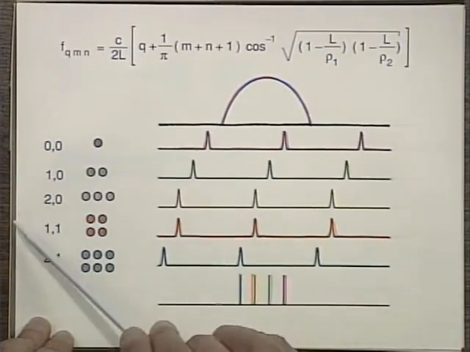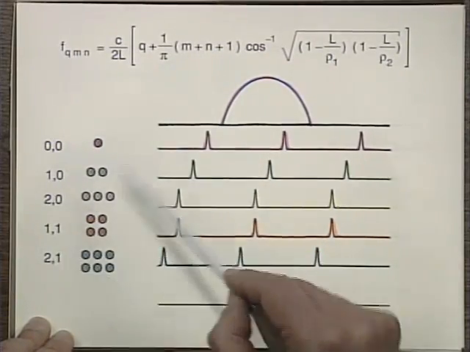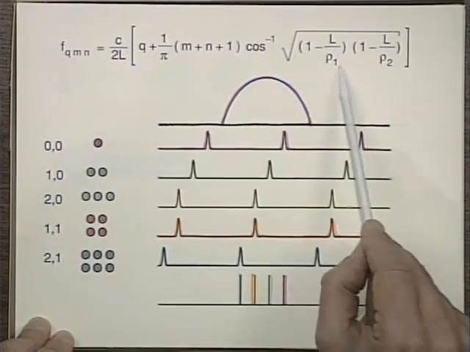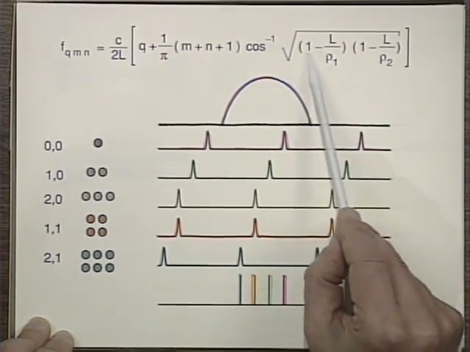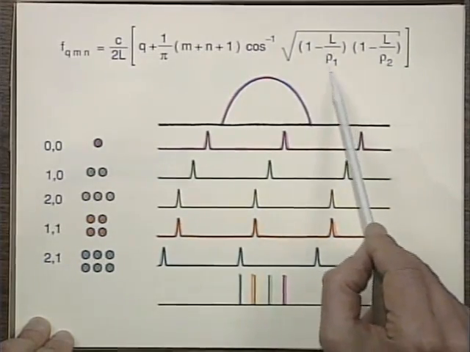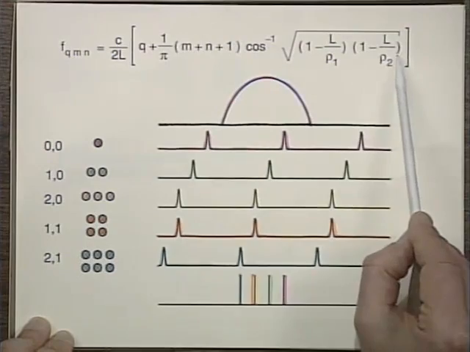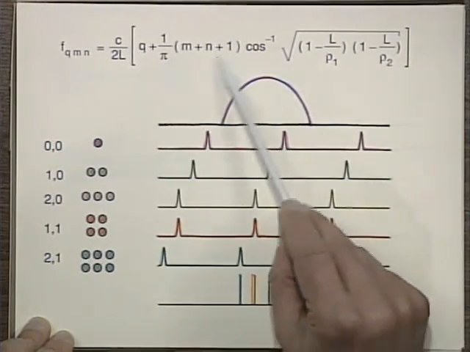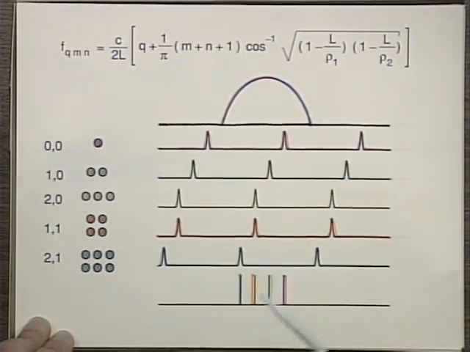So by substituting M and N from whichever mode you have, and plugging into this very simple formula, 1 minus L over rho 1, where L is the separation between cavity mirrors, rho 1 is the curvature of one mirror, and here's the curvature of the other mirror. When you do all this, you find that you can calculate the frequencies of these transverse modes, and the laser will oscillate at them.